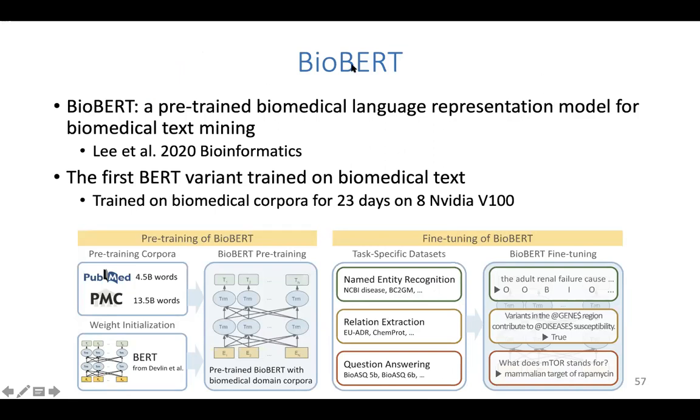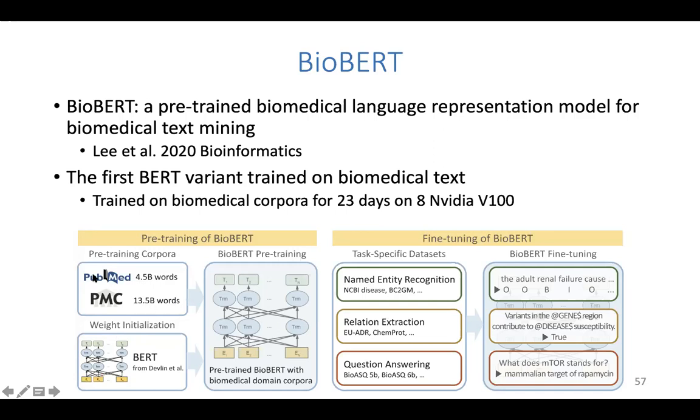그래서 굉장히 이제 처음으로 했기 때문에 아주 많은 주목을 받았죠. So what they did is they took BERT-base, initialized their BERT with BERT-base parameters, and then additionally trained the BERT-base on PubMed and PMC articles, where there are 4.5 billion tokens and 13.5 billion tokens.